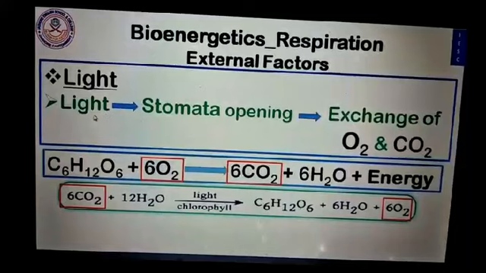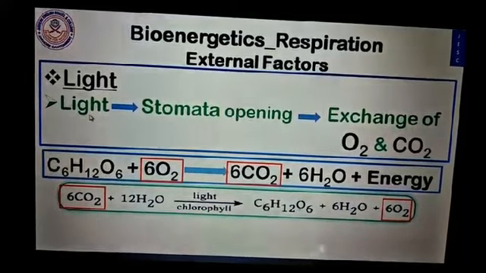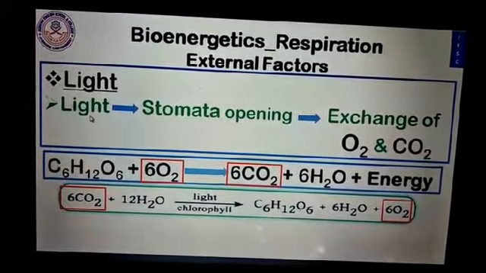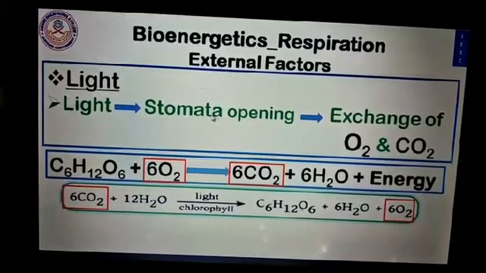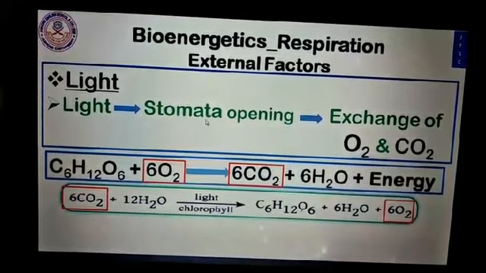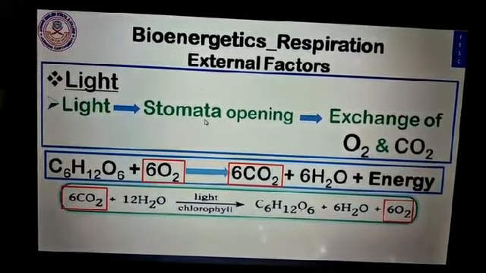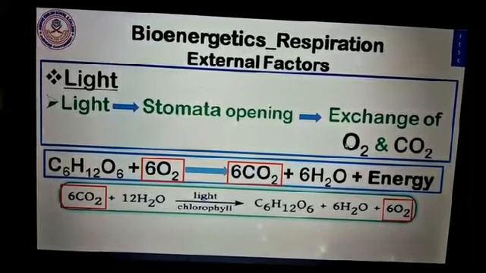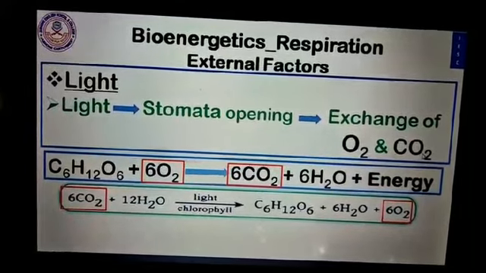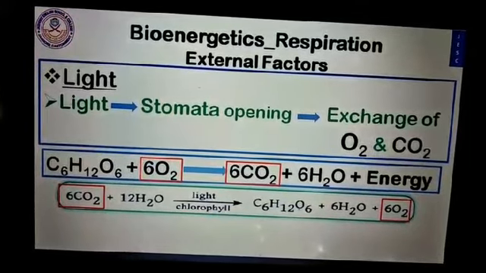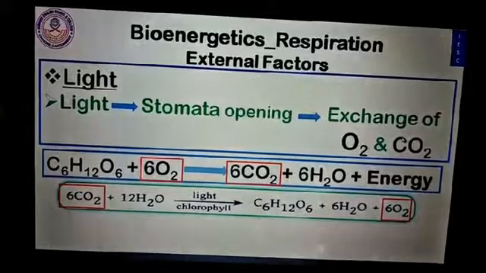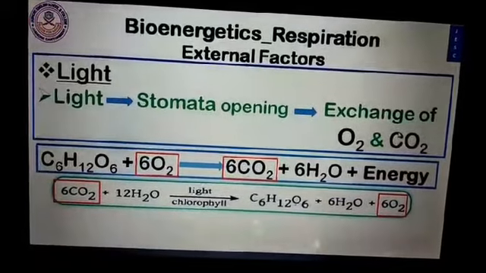So during daytime when light, usually sunlight, comes, the stomata will be opened, right? So light helps to open the stomata, and through the stomata the oxygen and carbon dioxide will be exchanged. Oxygen will enter through the stomata and carbon dioxide will exit through the stomata also.